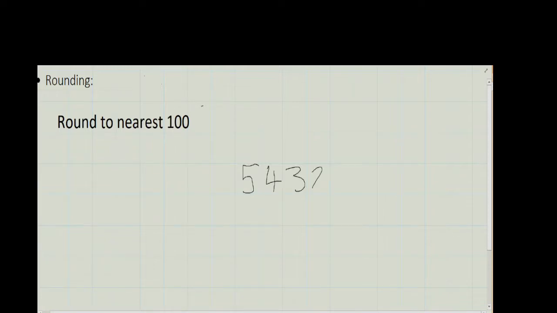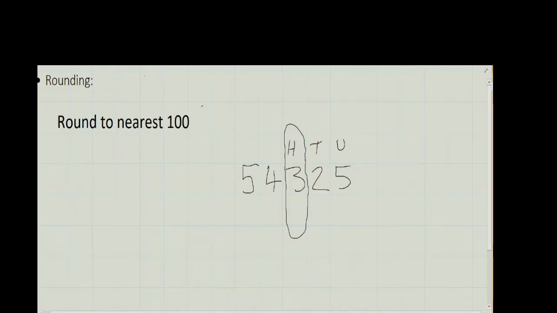Let's do 54,325. I'll go for it a bit faster this time. If I have to round that to the nearest hundreds, I'll put my hats on till I find the hundreds. I don't even need to put all my hats on. Once I've found the hundreds, that's what I need. I will oval that, leave space underneath to write the number that's going to go under the 3.